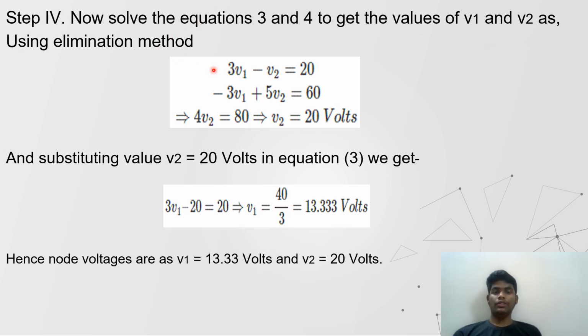using the elimination method. 3v1 minus v2 is equal to 20, minus 3v1 plus 5v2 is equal to 60. 3v1 and minus 3v1 cancel, and v2 plus 5v2 is equal to 4v2, and 60 plus 20 is equal to 80, where v2 is equal to 20 volts. Substituting v2 equal to 20 volts in equation 3, we get 3v1 minus 20 is equal to 20, where v1 is equal to 40 by 3, that is equal to 13.33 volts. And the node voltages are v1 is equal to 13.33 volts and v2 is equal to 20 volts.